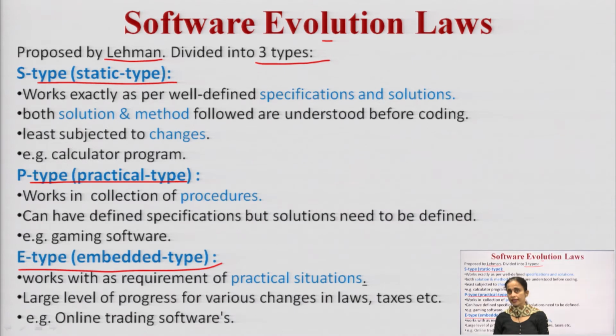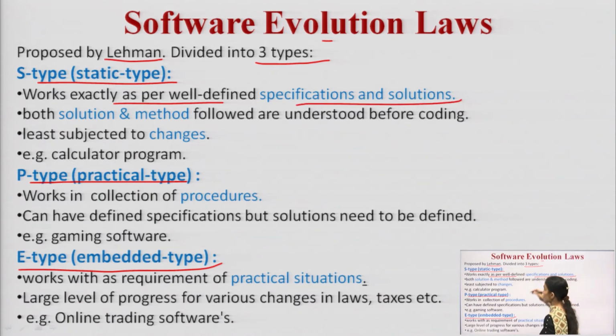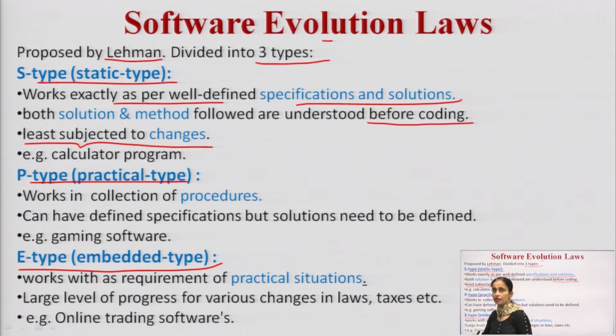Start with the static type. Static type means it works exactly as per well defined specifications and solutions. Both the solutions and the methods that we are going to follow should be understood before we start the coding. Then it is least subjected to changes, which is why it is a very easy approach. The example of S type, static type, is writing a calculator program using mathematical inventions.